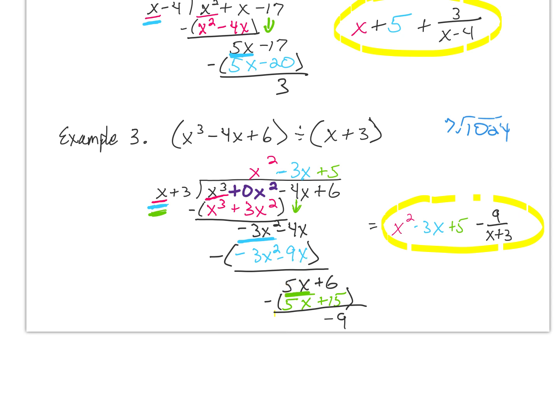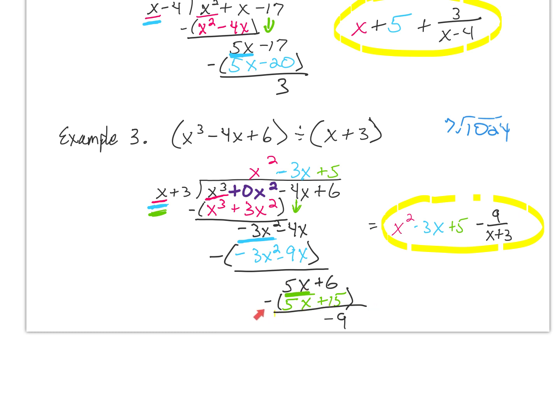So that's what was left, but I have to bring down my final last term here, plus 6. So I bring that down, 5x plus 6, and then we look at 5x divided by 1x. Well, that's just 5. Then we multiply to see what we have left. 5 times x is 5x. 5 times 3 is 15. Then we subtract that to get our remainder.